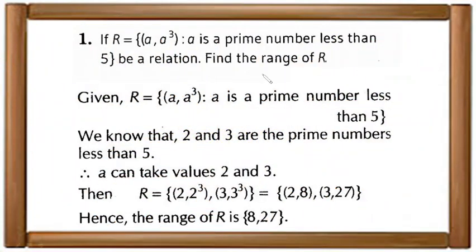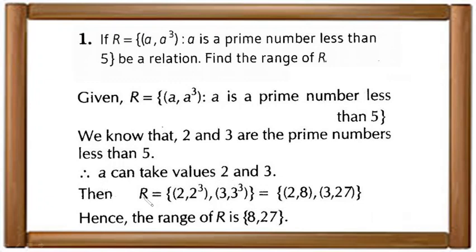So, let's start. If R is equal to {(a, a cube)}, where a is a prime number less than 5, be a relation, then find the range of R. Here the ordered pair is given as (a, a cube). Is a prime number less than 5? We know that there are only two numbers, 2 and 3, which are prime and less than 5 as well. It means a can take these two values.